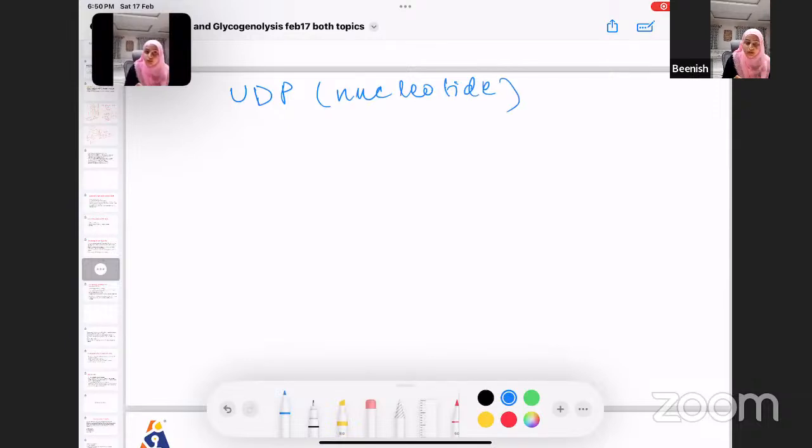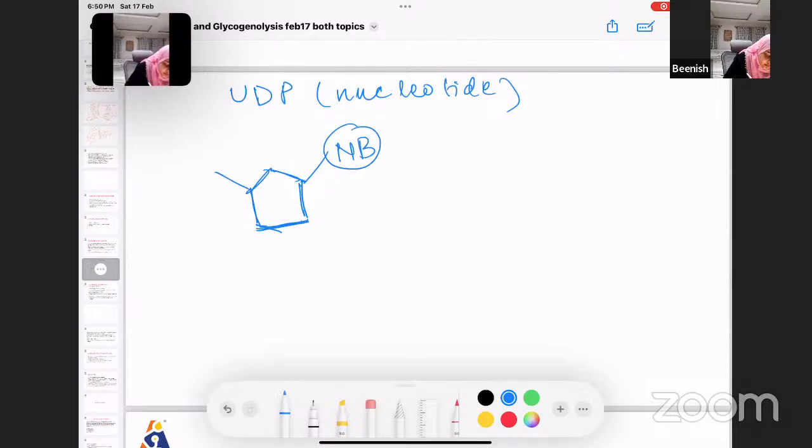What is a nucleotide? You'll talk about this in your genetics classes. But right now, you know what a nucleotide is. It has a pentose sugar. This is your pentose sugar attached to a nitrogenous base and phosphate groups.